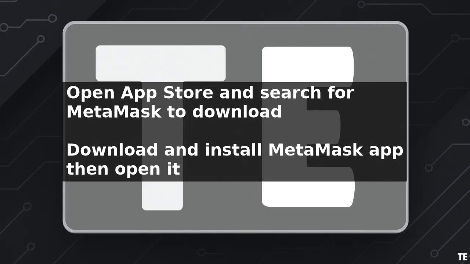To add the Metamask extension in iPhone, start by opening the App Store and searching for Metamask. Download and install the Metamask app. Then open it and create a new wallet or import an existing one.